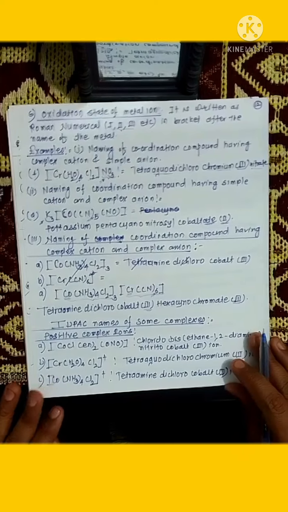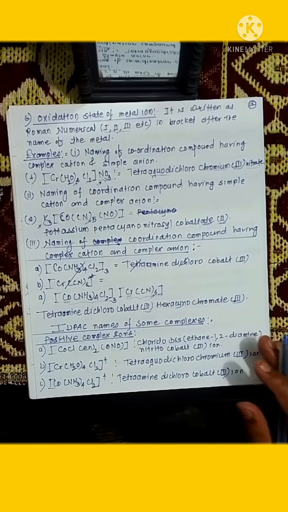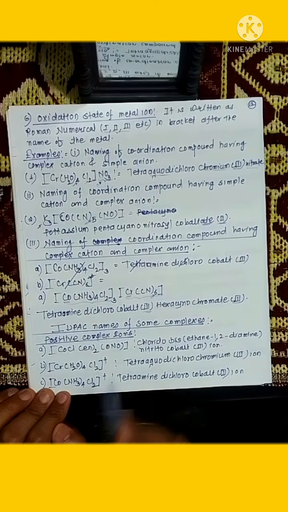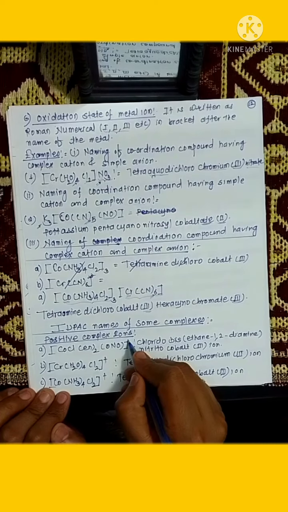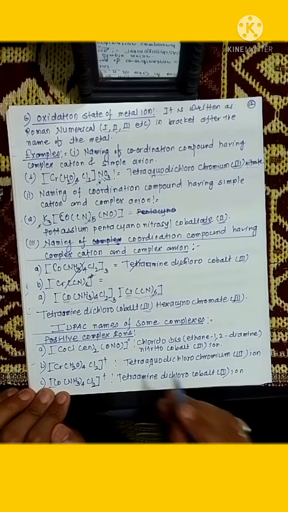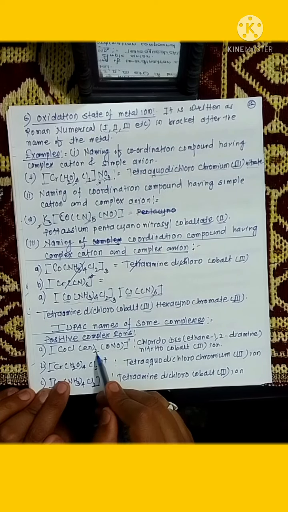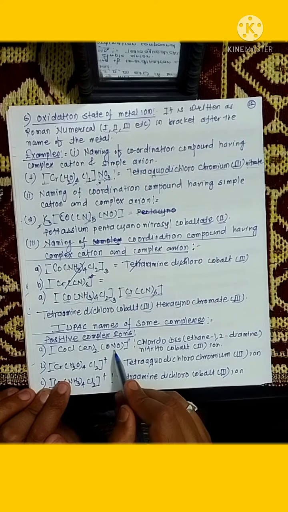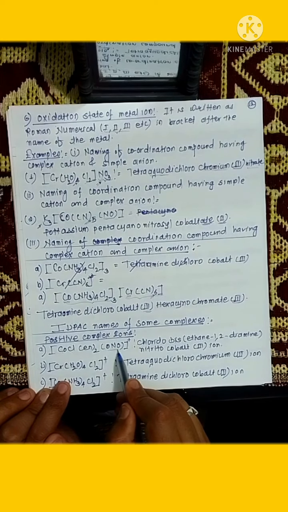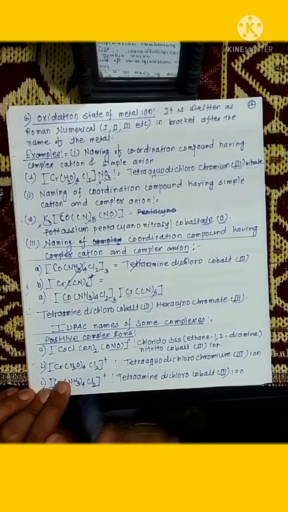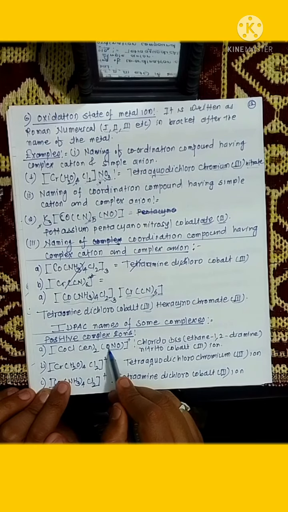Now we are going to apply all the IUPAC rules to a positive complex ion, which contains a positive charge. Just see here, in this complex cobalt is joined with 1 Cl, 2 ethylene diamine and 1 nitro group, but this nitro group is joined through oxygen. That's why the oxygen is written first.